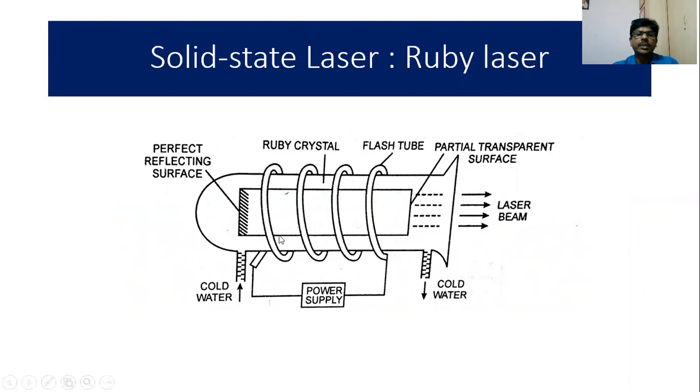As you would see in this apparatus, we have the Ruby rod inside. The Ruby rod itself acts like a resonator wherein one side is fully polished and the other side is partially polished. It is enclosed in a glass tube wherein we have a cooling system so that the heat generated can be removed.